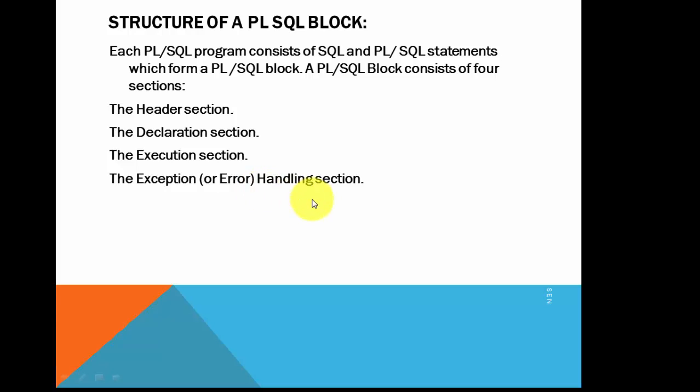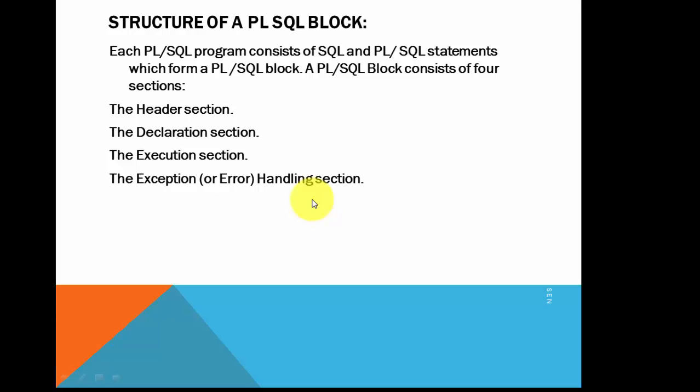Header section, I just told you, is optional in the anonymous PL/SQL block. It is only compulsory in the named PL/SQL block, that is when you have to define procedures and functions. In the declaration section, as the name suggests, it is used to declare the variables. And in the execution section, all the executable statements like SQL statements, as well as the assignment statements or the print statement, input statement, anything which you want to perform, will be defined in the execution section.